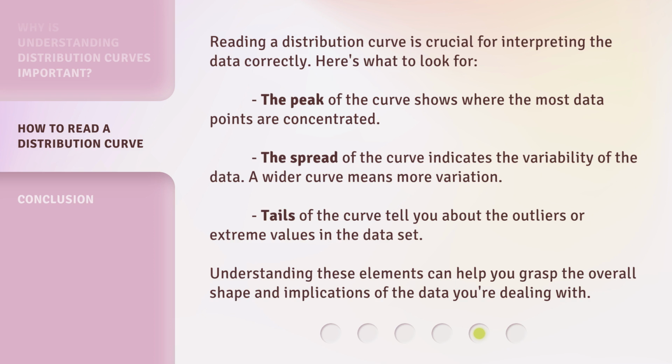The peak of the curve shows where the most data points are concentrated. The spread of the curve indicates the variability of the data. A wider curve means more variation. Tails of the curve tell you about the outliers or extreme values in the dataset. Understanding these elements can help you grasp the overall shape and implications of the data you're dealing with.